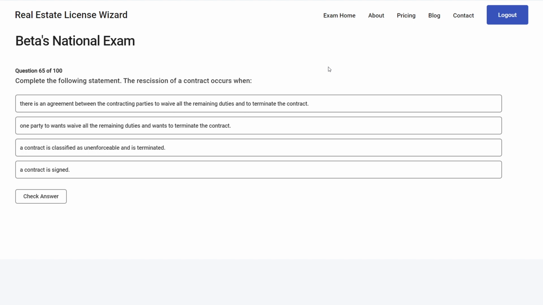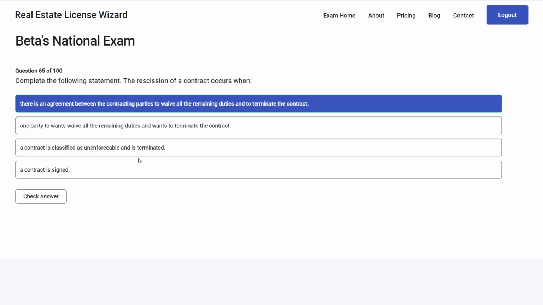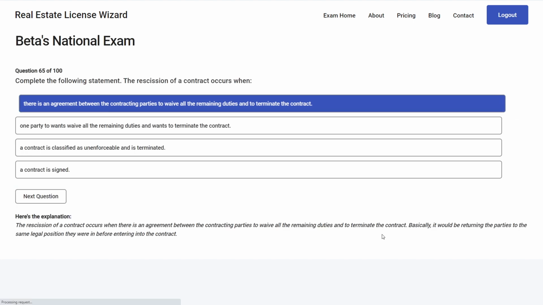Alrighty, so the correct answer for this one is there's an agreement between the contract parties to waive all the remaining duties and terminate the contract. Yes, that is when a rescission of a contract occurs. Basically, they waive all the duties and they terminate the contract. Basically, it's returning the parties to the same legal position they were in beforehand. Simple as that. All right, let's do the next one.